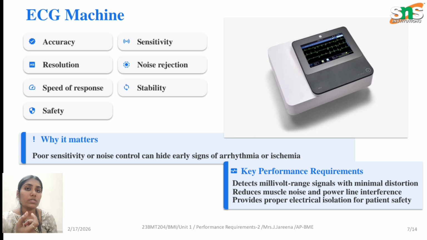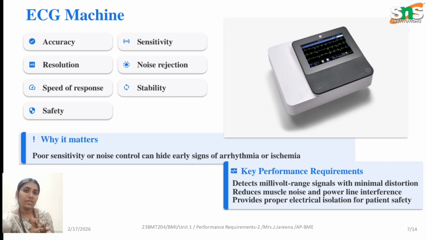And the speed of response: the instrument should have the ability to respond very fast to the input, so the speed of response should be very high. And also stability matters a lot. Because we are using the device in an open environment, it should not be influenced by outside disturbance. So for that reason, the stability of the device has to be considered in such a way as to give very good output in terms of accuracy and precision of the equipment.